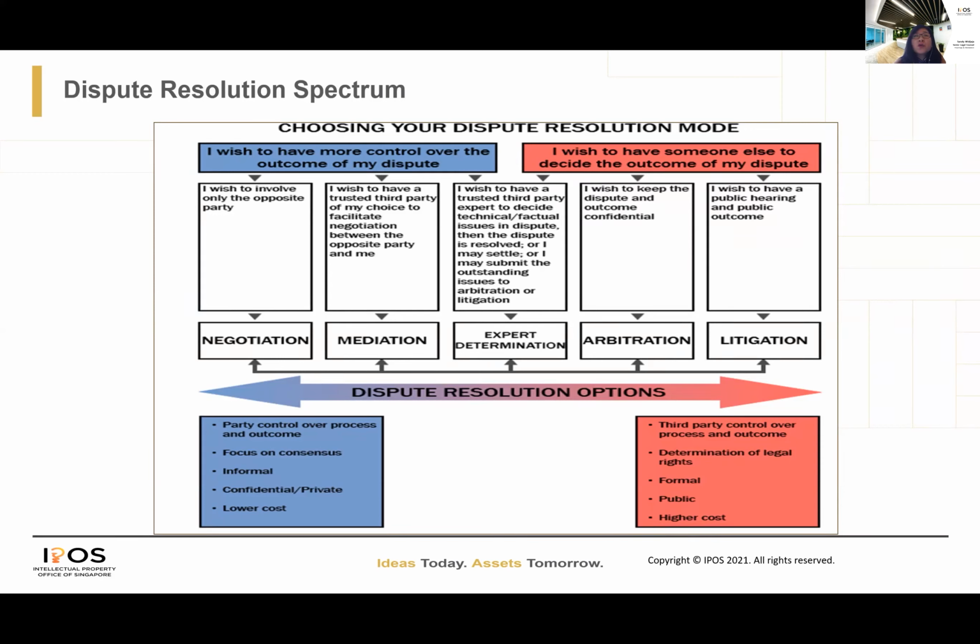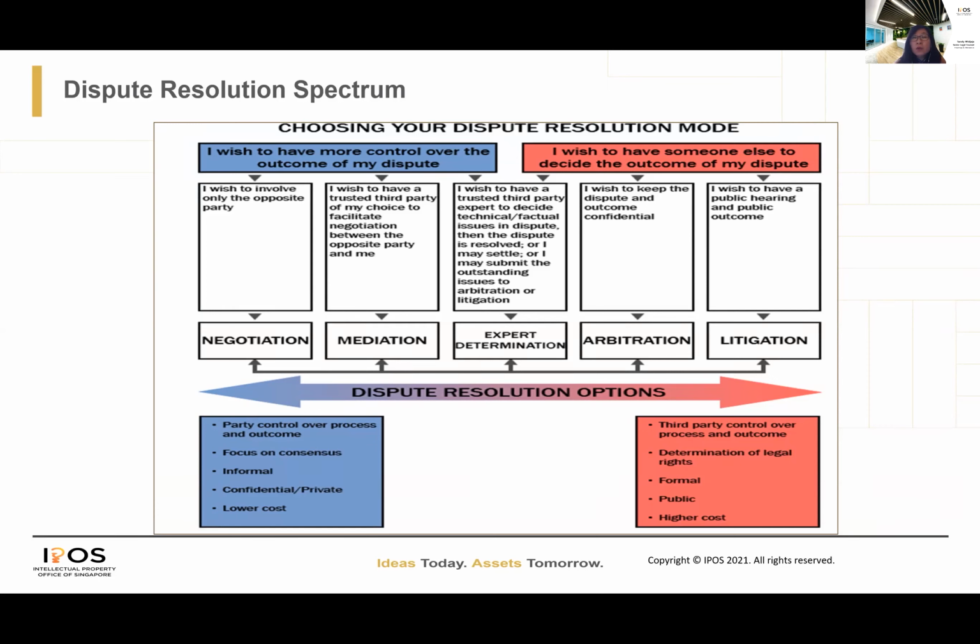Litigation is considered the most traditional or conventional way to resolve a dispute. The reason why it is at the rightmost side, as you can see below in the red box, is that it depends on the extent to which it encompasses the different kinds of factors. First and foremost, for litigation, there is absolute third-party control over the process and outcome. For example, the judge will determine the outcome of your dispute on behalf of the parties. You have absolutely no say as to how you want the dispute to be resolved.